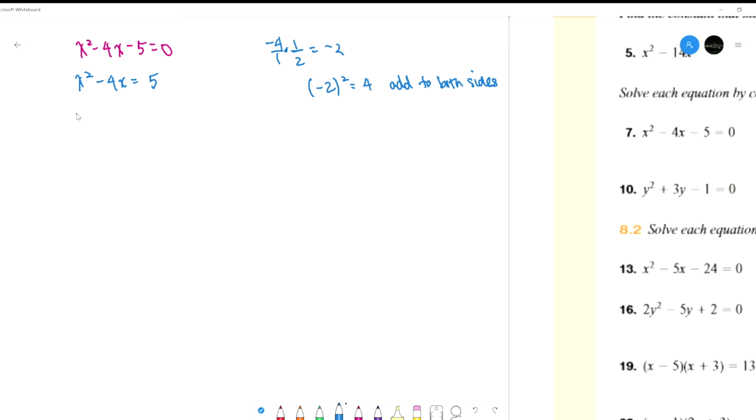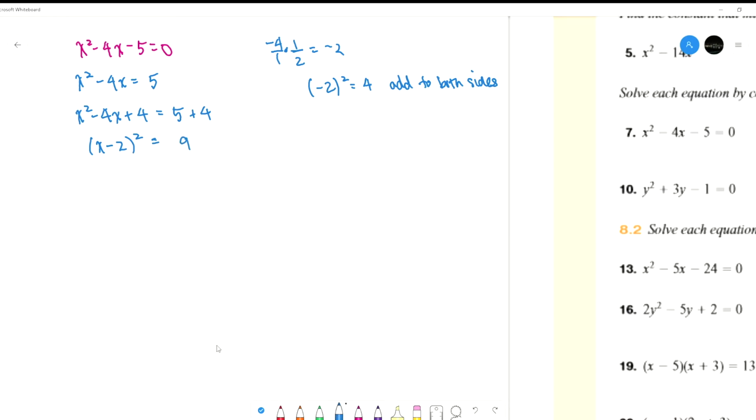Right? So we have x squared minus 4x, and then we're going to add this 4 to both sides of this equation. So 5 plus 4. By adding this 4, we have now completed the square, right? We have a perfect square trinomial on the left-hand side, and this minus 2 that we got earlier is the factor, right? This is the binomial factor x minus 2. Quantity squared is equal to 9.